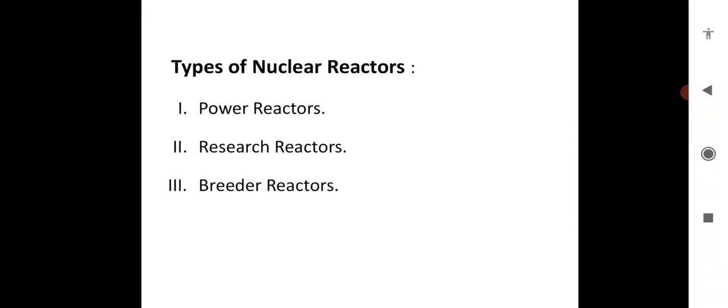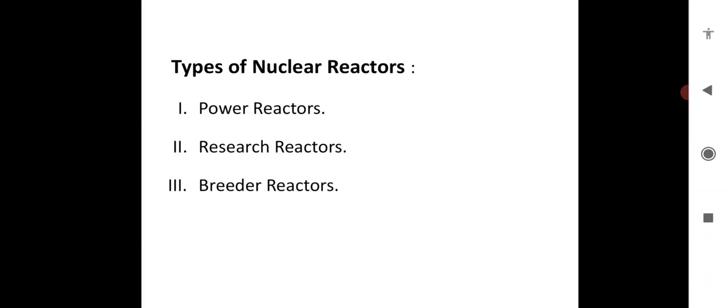Then the types of nuclear reactors. There are three types: power reactors, research reactors and breeder reactors. Power reactors are the nuclear reactors which are used to generate power. As the name indicates, those which can be used to generate power are called power reactors.